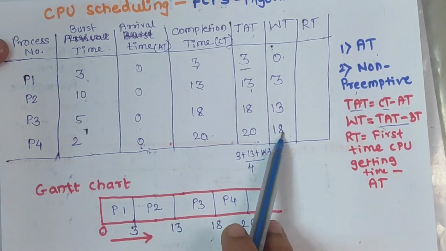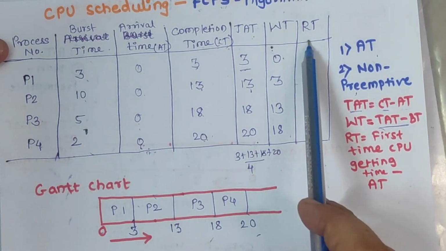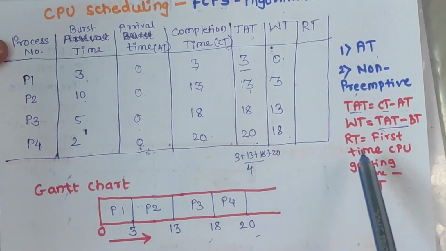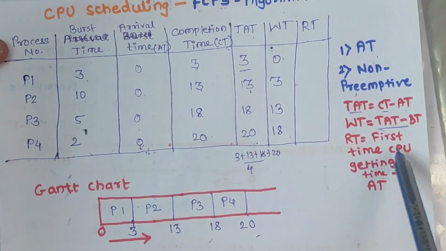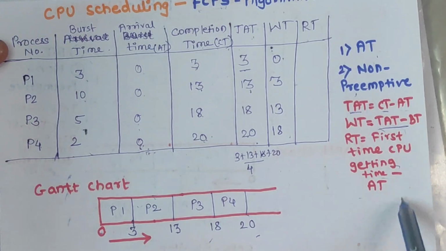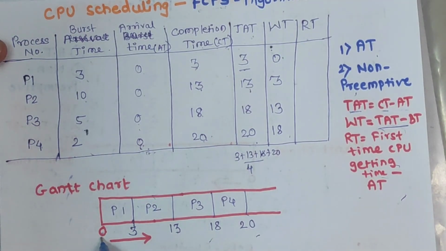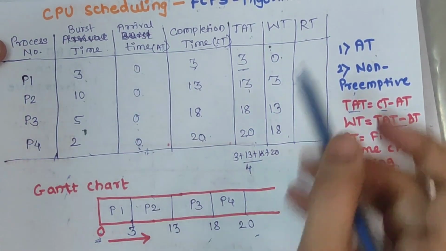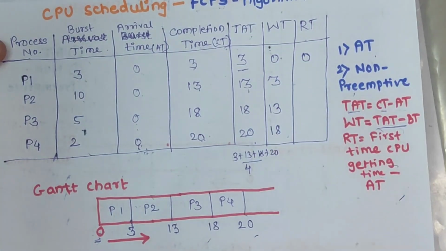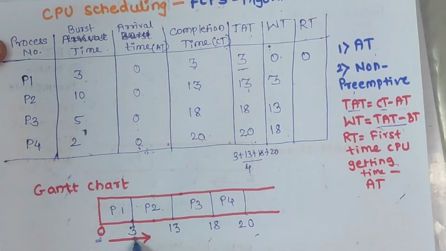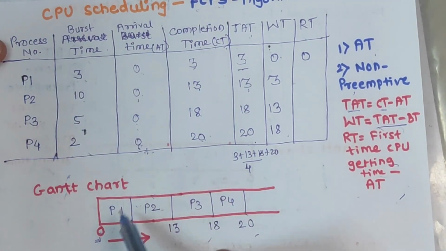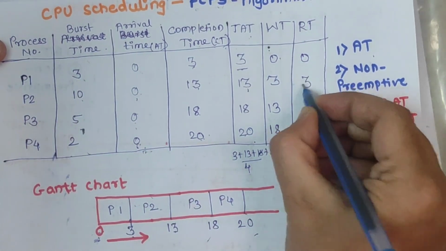And lastly we have to calculate response time. Sometimes response time may be asked. Response time is the time the process first gets the CPU minus arrival time. So we can see here process P1 is getting CPU for the first time at time 0 and arrival time of P1 is 0. So 0 minus 0 we get 0. Then process P2 is getting CPU at time 3 and the arrival time of P2 is 0. So 3 minus 0, we get 3.